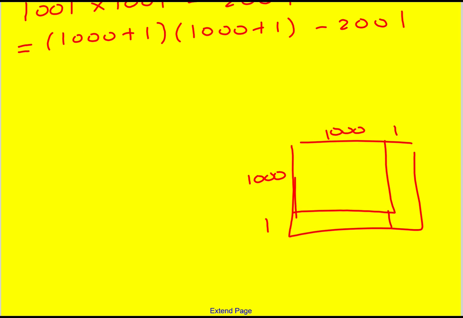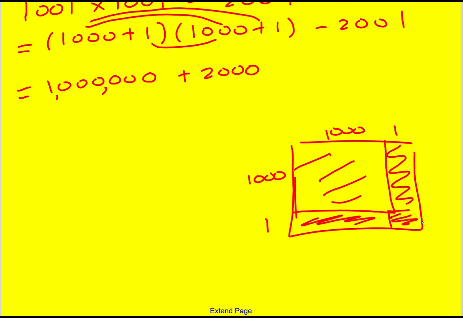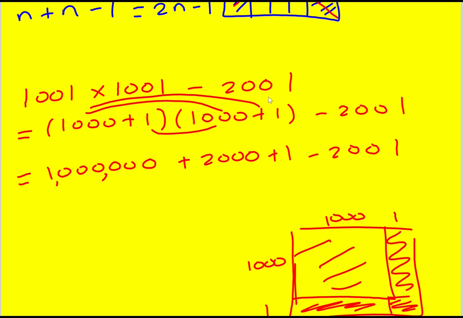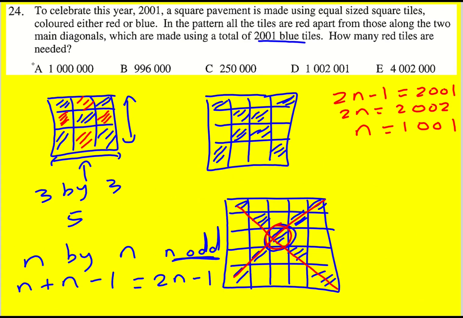So I'm going to get 1,000,000 for this bit, and that is me doing this times this. Then we're going to do 1000 times 1, which gets me that bit there. That's 1000, and then another one here, so 2000. And then I've got a 1 by 1, so I'm going to add 1 on. But actually I'm going to minus the 2001 for the diagonals, remember, and these all cancel, leaving us a total number of red squares of 1,000,000. And that is it.